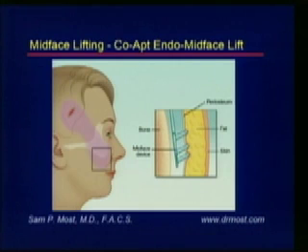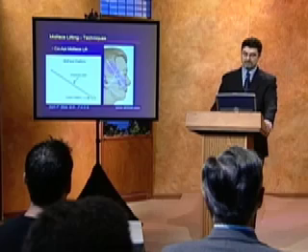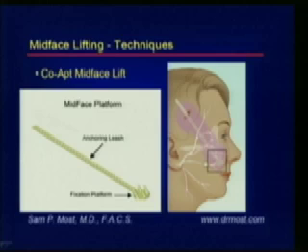This device is called the COAPT Endo Midface Lift device. It's an absorbable, essentially tacking hook that's placed into the periosteum of the midface, passed superolaterally out through the incision in the temporal tuft. This is an example of the device right here. With this device, the midface soft tissues are raised superiorly, and this device is fastened to the deep temporal fascia.